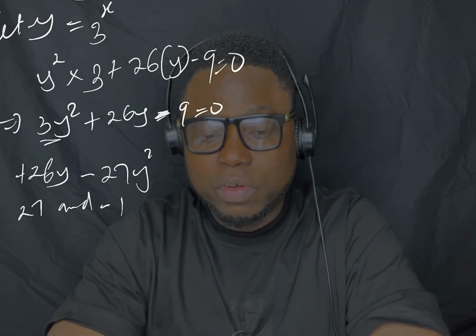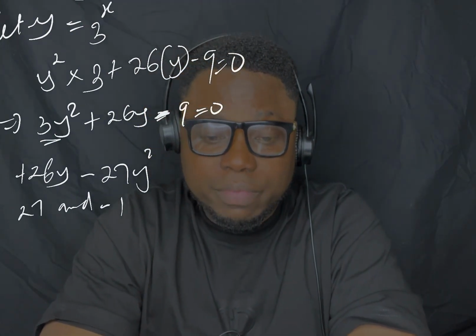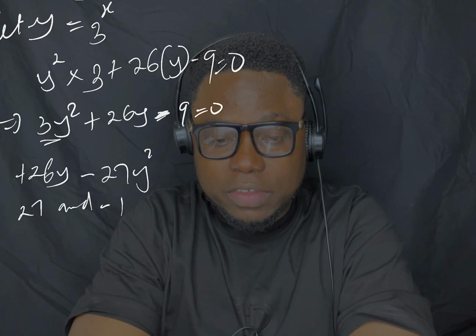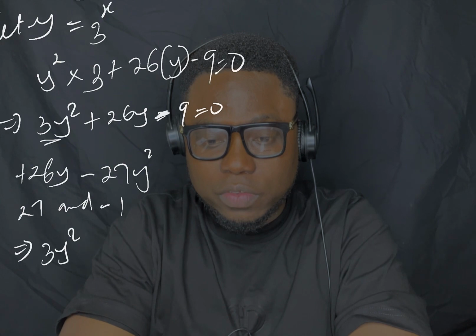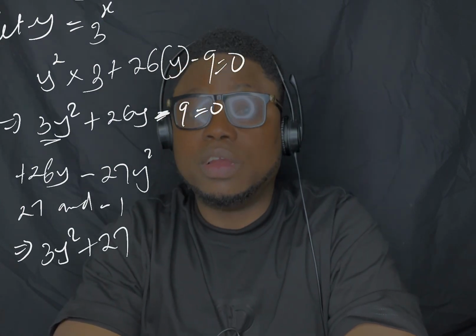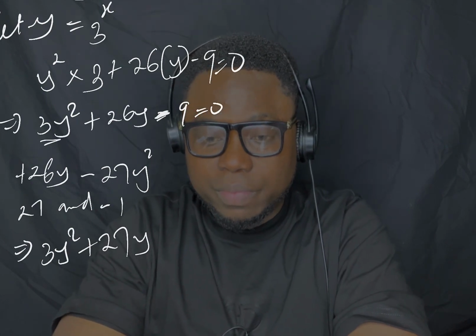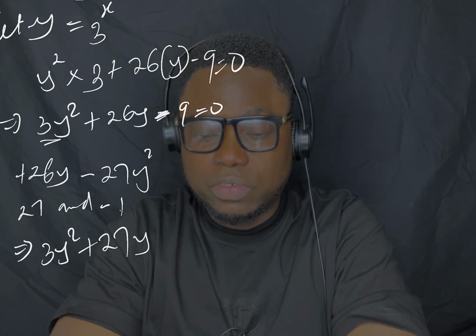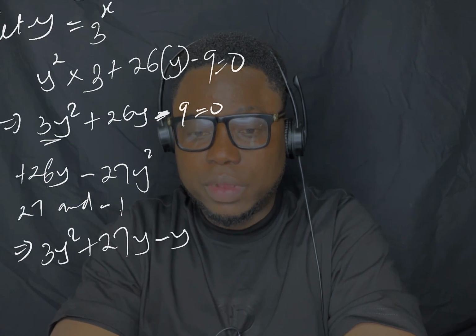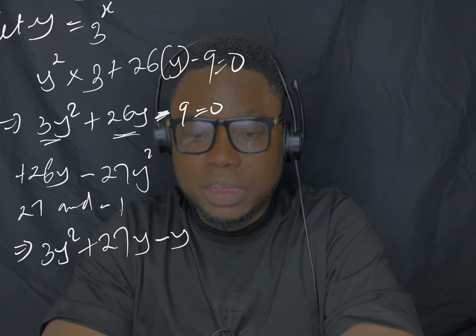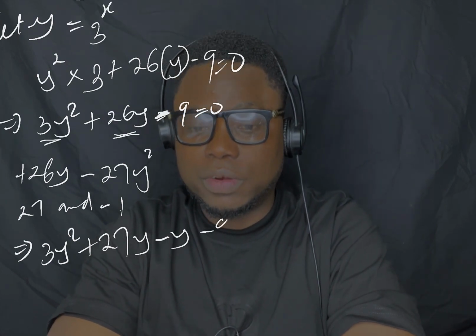So in this case, I'm going to replace the middle term, which is 26y, by 27 and minus 1. And that is going to give me 3y squared plus 27y. Remember, we're dealing with the variable y, so I'm going to put y here. Then minus 1y, or rather just minus y. So remember, I just remove the middle term and replace it with these two numbers. So minus 9 is equal to 0.